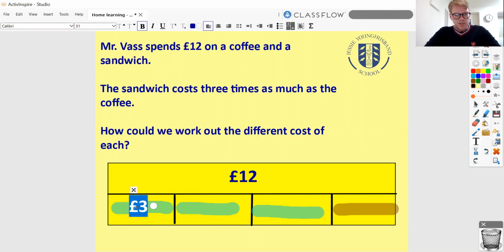So it's £3 for that section, £3 for this section, £3 here and £3 here. It's really important that these sections are all worth an equal amount, because we were talking about one being 3 times bigger than the other.